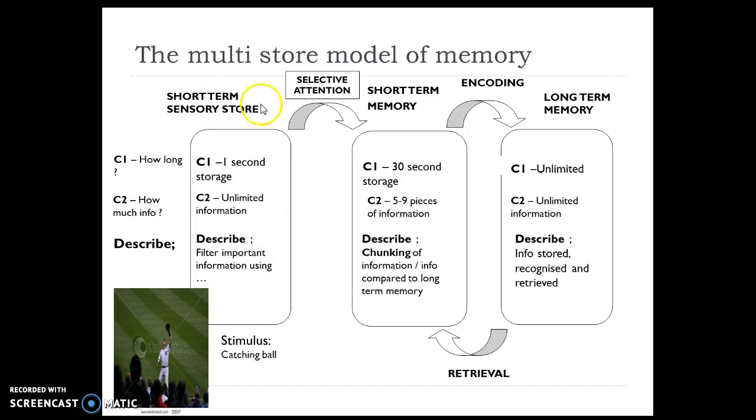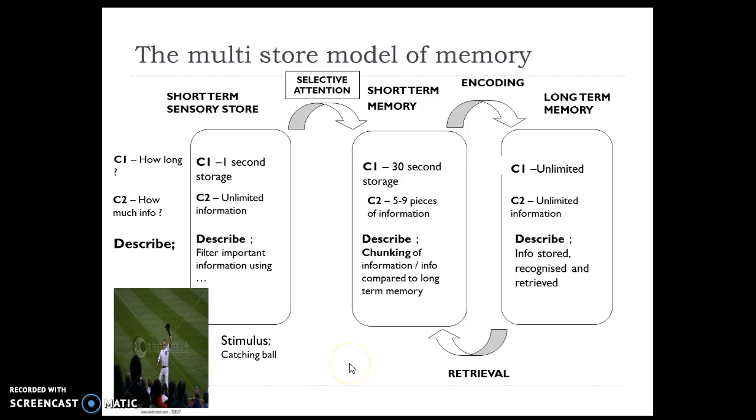Three phases then. First one, short-term sensory store. Following that, you have the short-term memory. Following that, you have the long-term memory. And as you can see in the middle, there is a link to go from one part of the memory model to the next. And by the end of it, that leads us to this point here where you come back to the short-term memory, which is responsible for performing a skill.